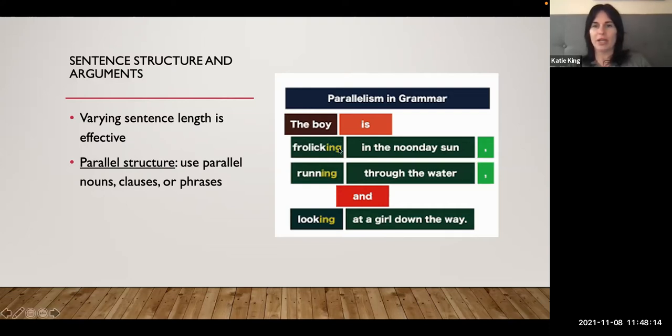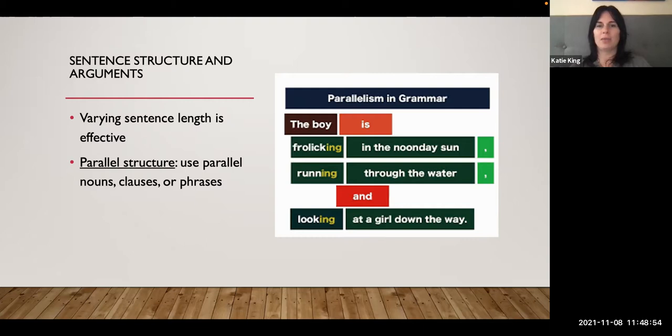So we have the gerundive phrase, or what we can call the gerund and the prepositional phrase: frolicking in the noonday sun, running through the water, and looking at a girl. In each one of these instances, you have the verb with -ing added, followed by a prepositional phrase, and it creates a rhythm, right? If you were to change one of these and make it not parallel to the other items in the sentence, then it would kind of fall apart.